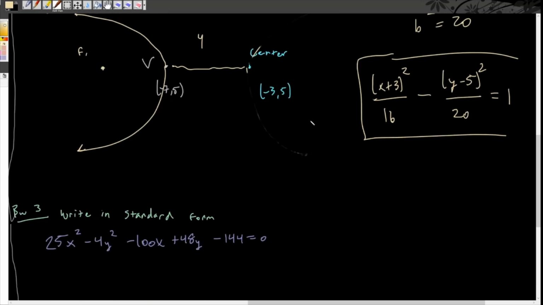And lastly, I would like you to do this problem. It's just like before, just slightly different. You'll see. Just complete those squares.